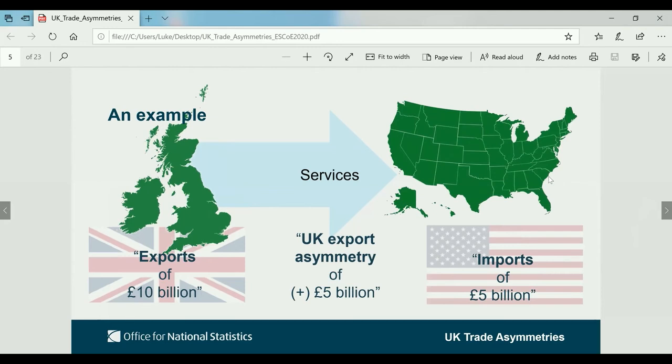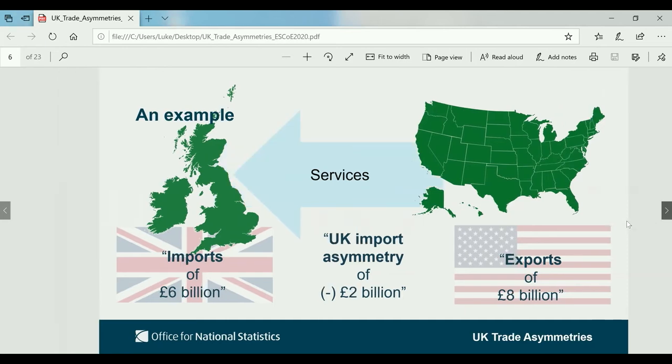So I've set this out graphically just to inject a little bit of colour into the presentation. You can see an example here, just to highlight that these numbers are completely fictitious, nice round numbers for the purposes of the illustration. So if we had a flow of services from the United Kingdom to the United States and the UK were to value these exports at £10 billion, and the United States were to estimate the imports at £5 billion, then from the United Kingdom's perspective, we would have an export asymmetry of 10 minus 5 billion, so plus £5 billion.